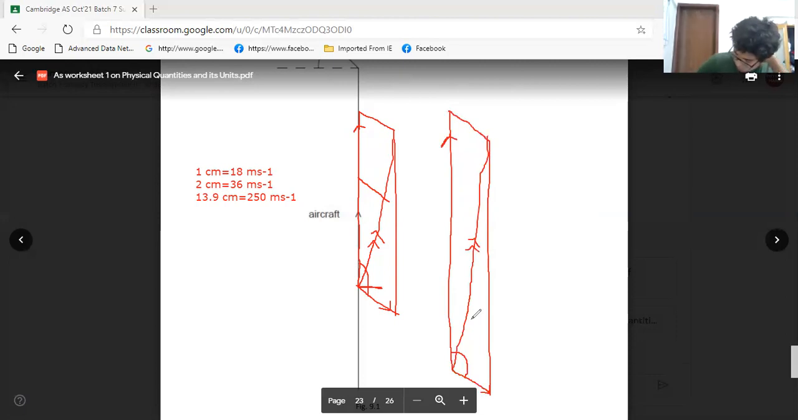It should be 12.5 centimeter. Okay, how much is it? 12.5 centimeters. Yeah, it can be 12.6 for you, or 12.5. There is a range, okay? So don't worry about that. If it is 12.5, then in meter per second, what will be the value?